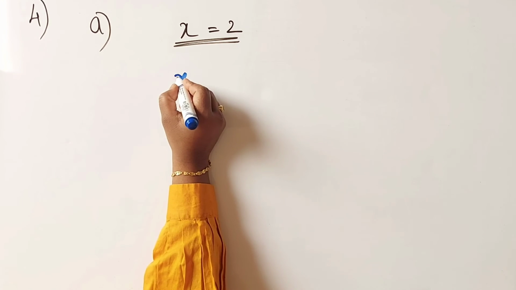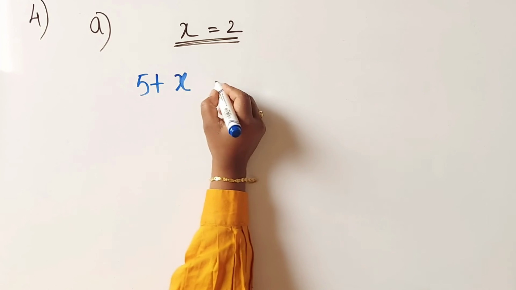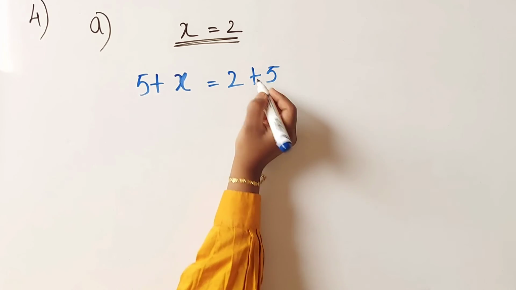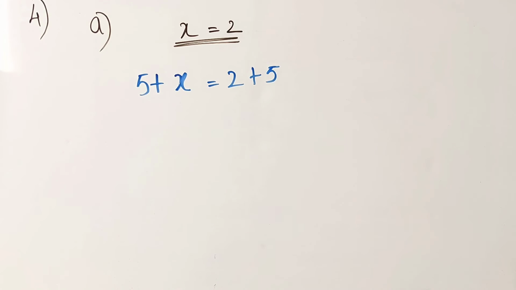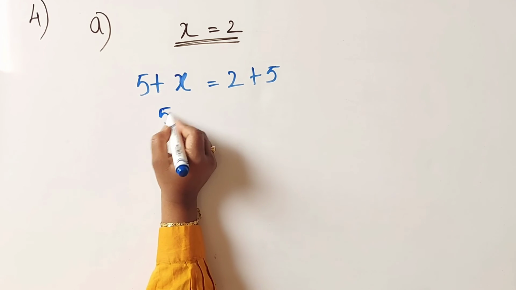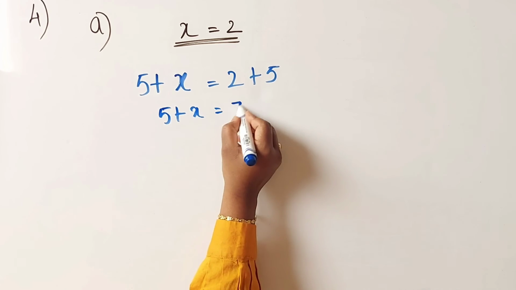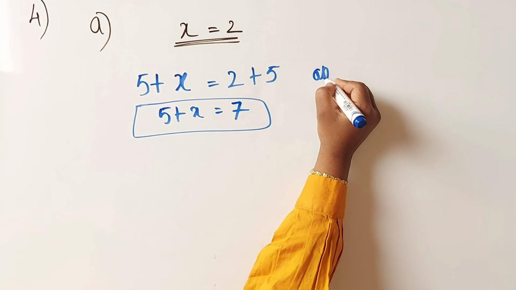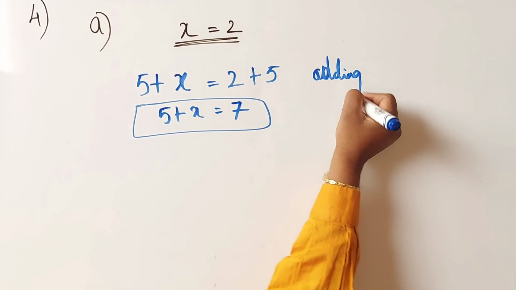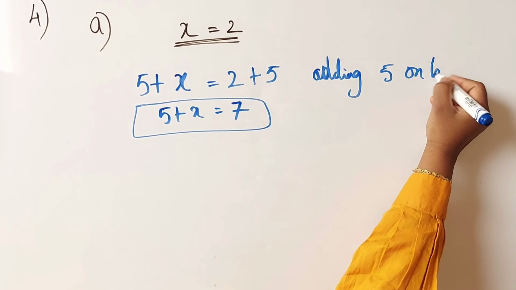Here I am adding 5 on both the sides, right, children? Here 2 plus 5. Correct? Here also I am adding 5 and here also I am adding 5. That means no change. Now 5 plus x equal to 2 plus 5 is 7. This is one equation. Adding 5 on both the sides.